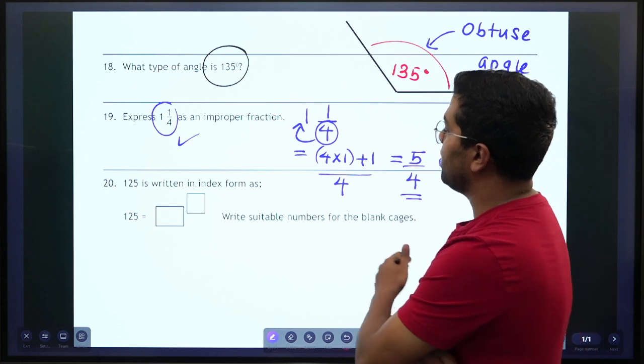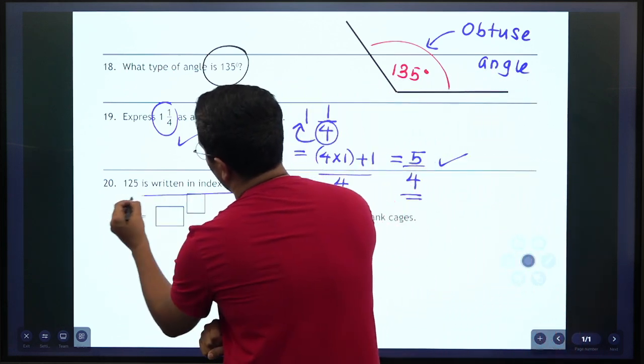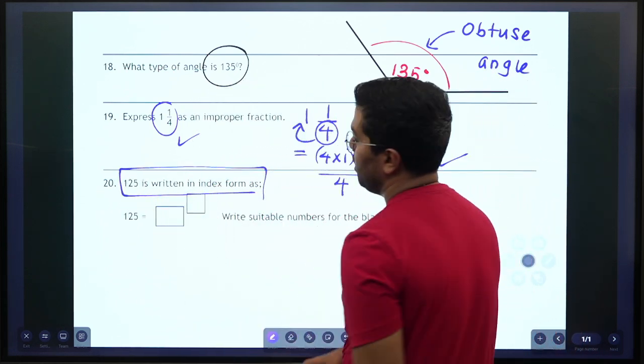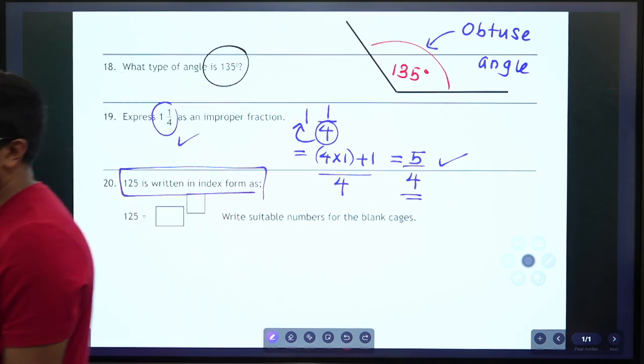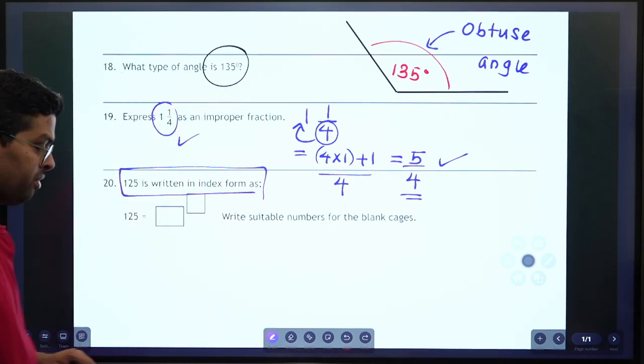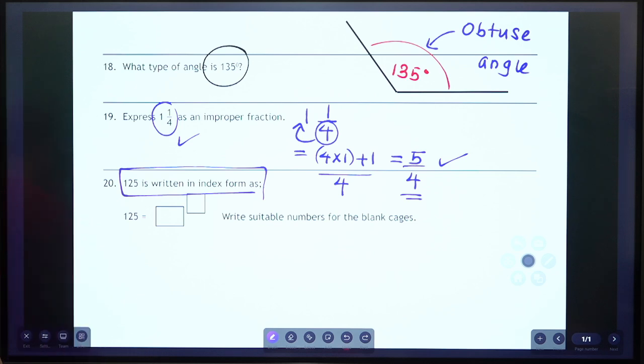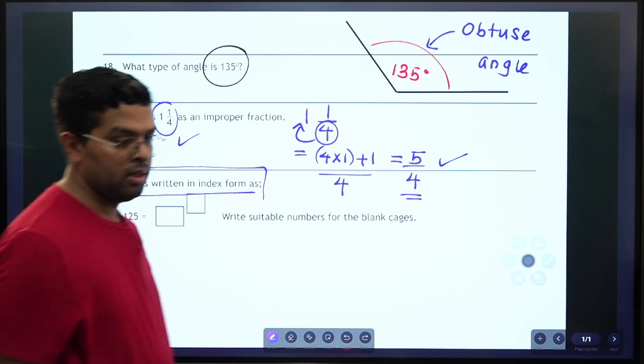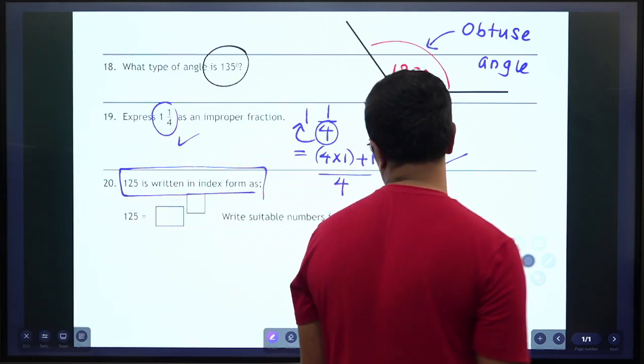125 is written in index notation form as. Let's think a little, and then let's write this in terms of an index number. Can you do it? Yes. Right.